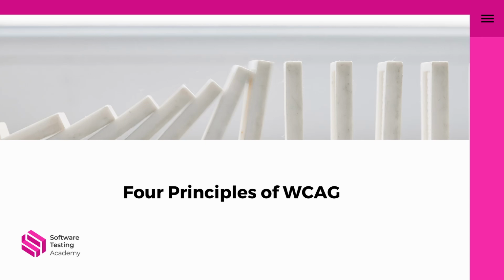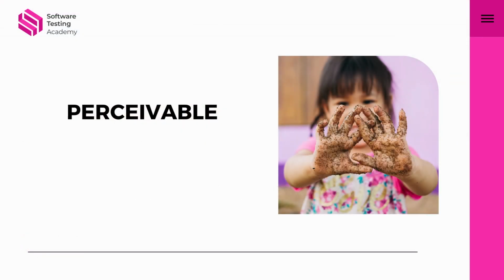Four principles of WCAG. Perceivable. Information and user interface components must be presented in a way that users can perceive using their available senses, whether it's sight, hearing, or touch. This principle emphasizes making content understandable to various sensory abilities. Key aspects include providing text alternatives for non-text content, such as images and multimedia, offering captions and transcripts for audio and video content, and ensuring that content can be presented in different ways without losing its meaning.